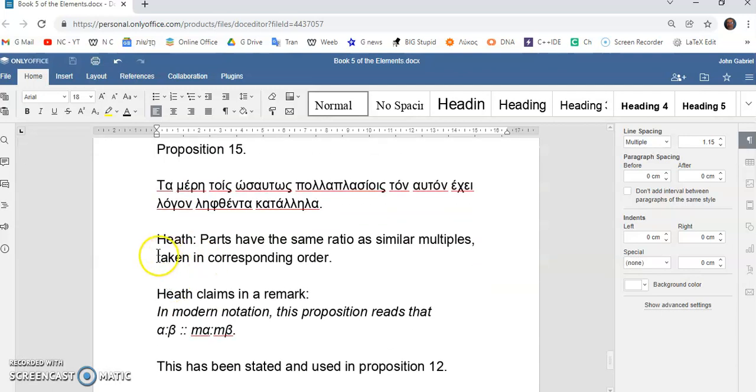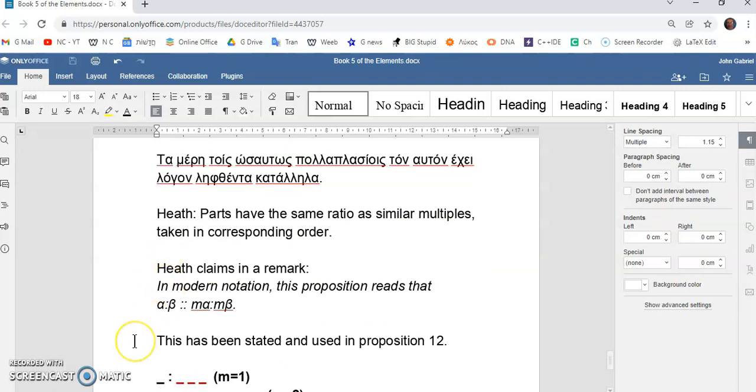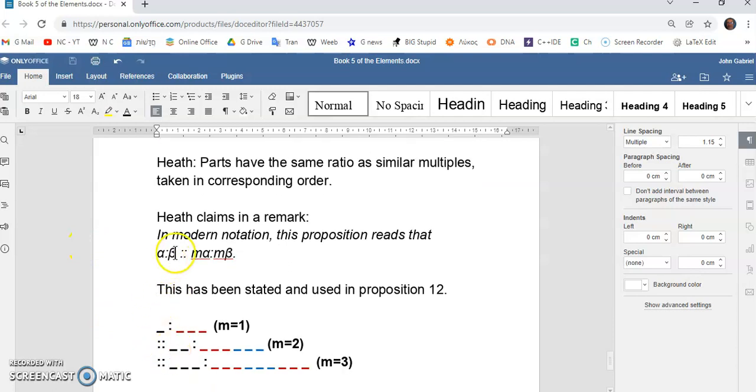So proposition 15 tells us that certain parts of a ratio, of the same ratio or similar multiples, have the same measure. So for example, if you have the ratio alpha to beta, and you take a multiple of the magnitude alpha and a multiple of the magnitude beta, it will be in proportion to this ratio, and their measure will be the same.